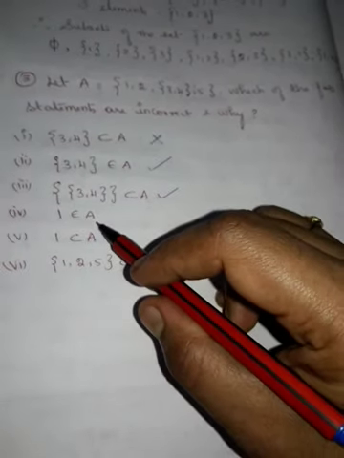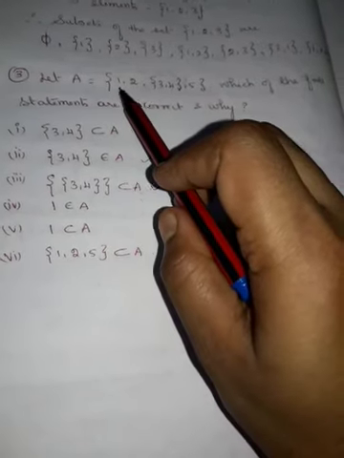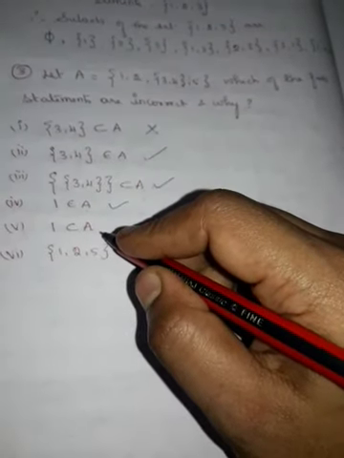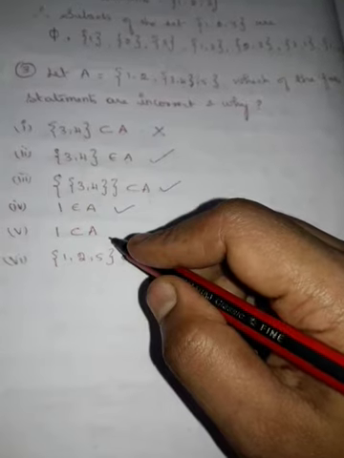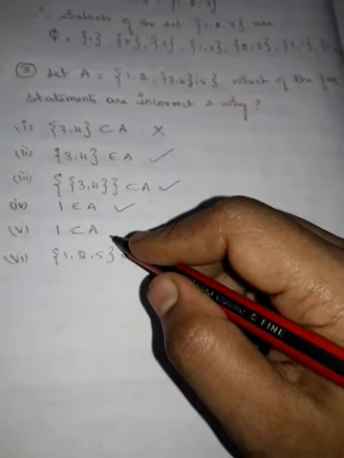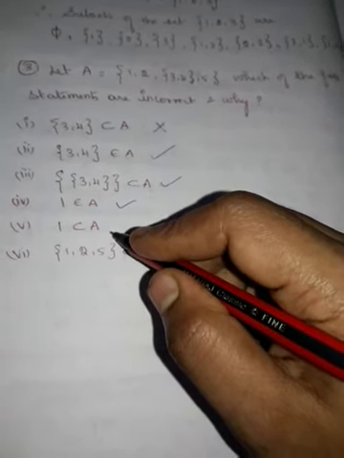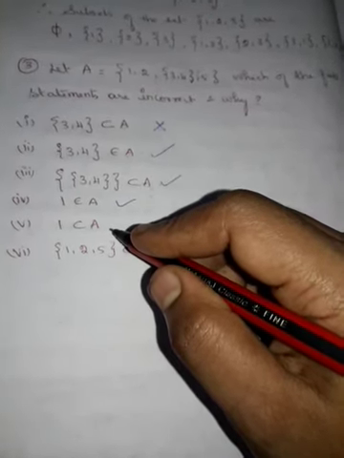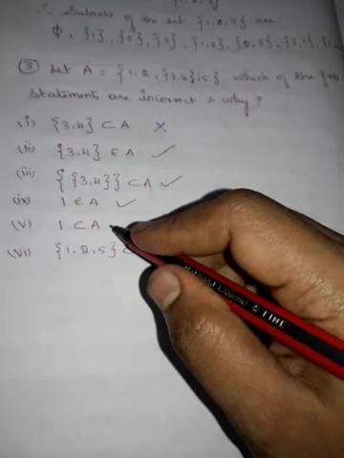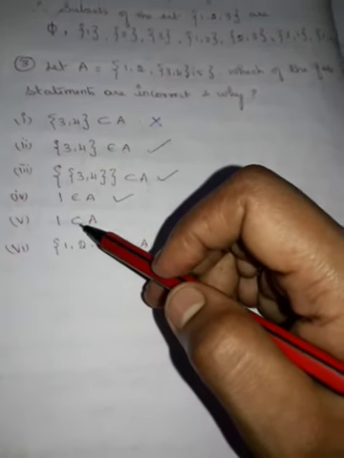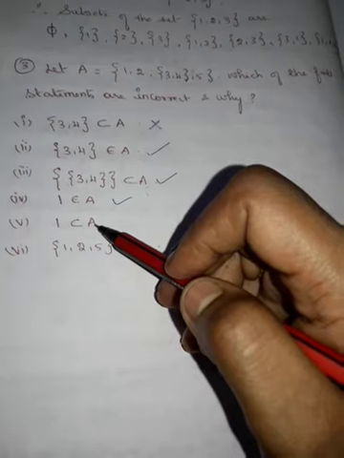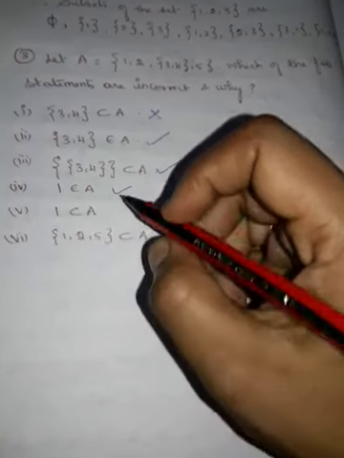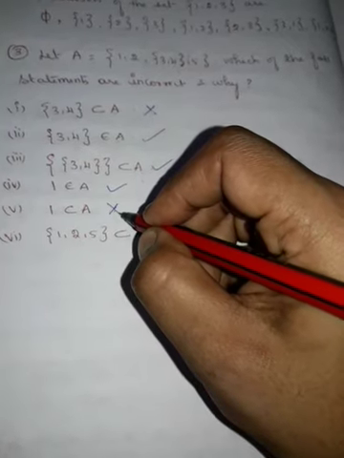Now 1 belongs to A. The statement is correct because 1 belongs to the set A. Therefore it is correct. Now 1 is a subset of A. Is this correct? No. As I told you, whenever we come across the word set, it should be expressed within the flower braces only. An element only can be written simply without any braces. So if I say 1 is a subset of A, it is a wrong statement, because 1 is an element of A. This doesn't denote a set. Therefore, this is incorrect.